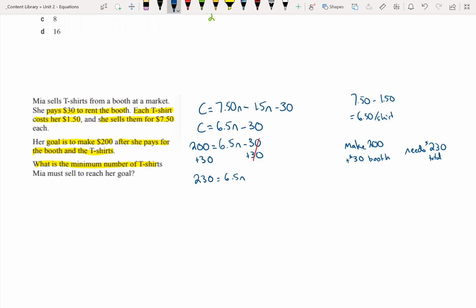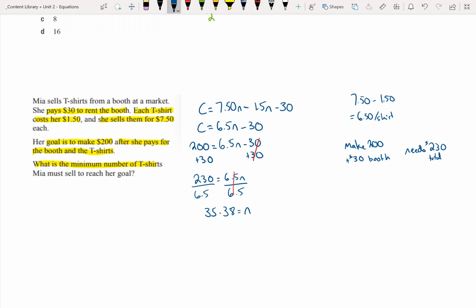Now in our equation, all we have to do is divide by 6.5 because I want to get that n by itself. One side it'll cancel out, and on the other side, 230 divided by 6.5 equals 35.38. So 35.38 equals n.